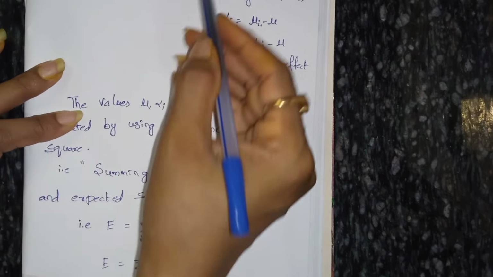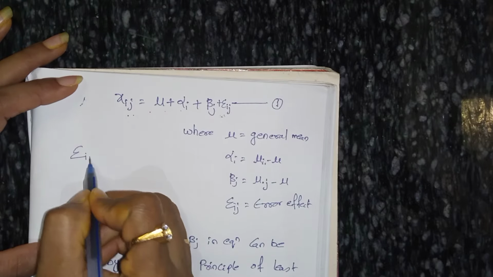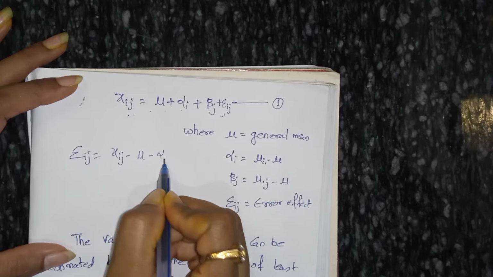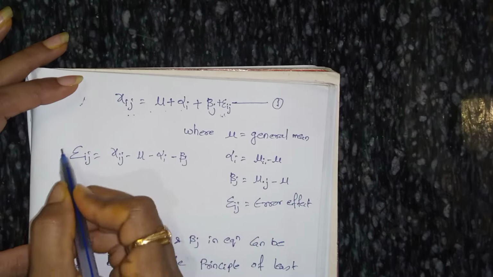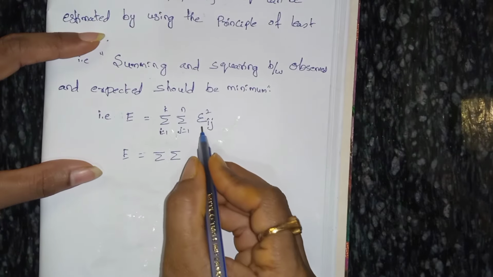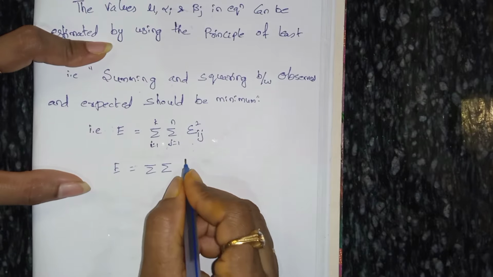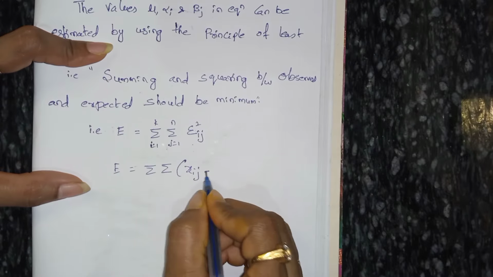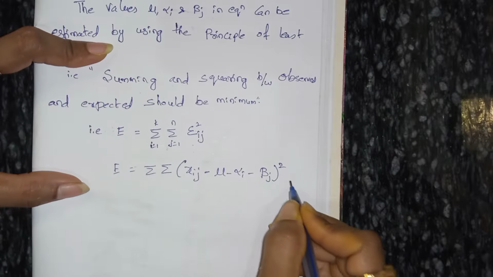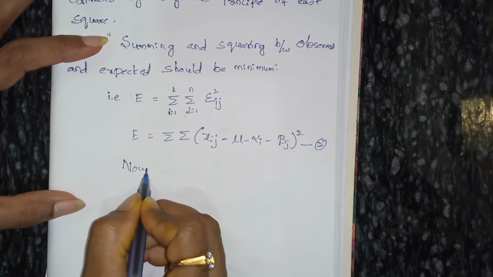Epsilon ij means what? From this equation, we can write epsilon ij equals xij minus mu minus alpha i minus beta j. Okay, so here I am going to write that one and keep it here. So that is xij minus mu minus alpha i minus beta j whole square. This is equation 2.